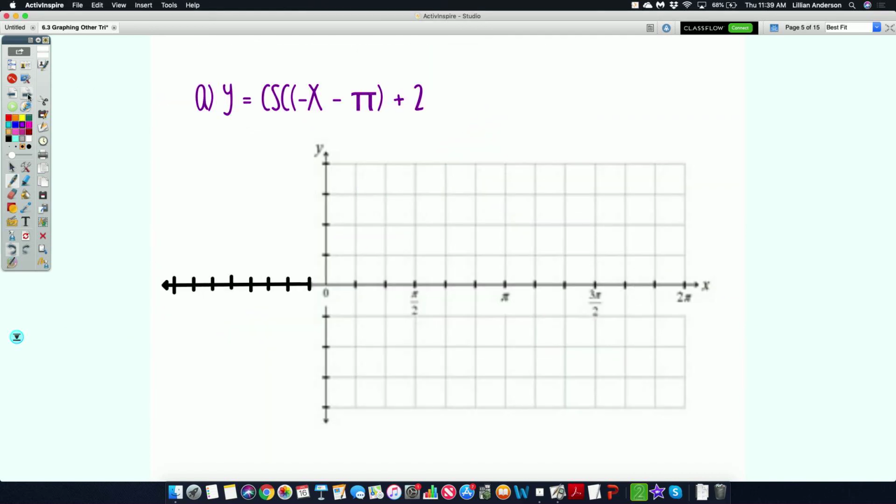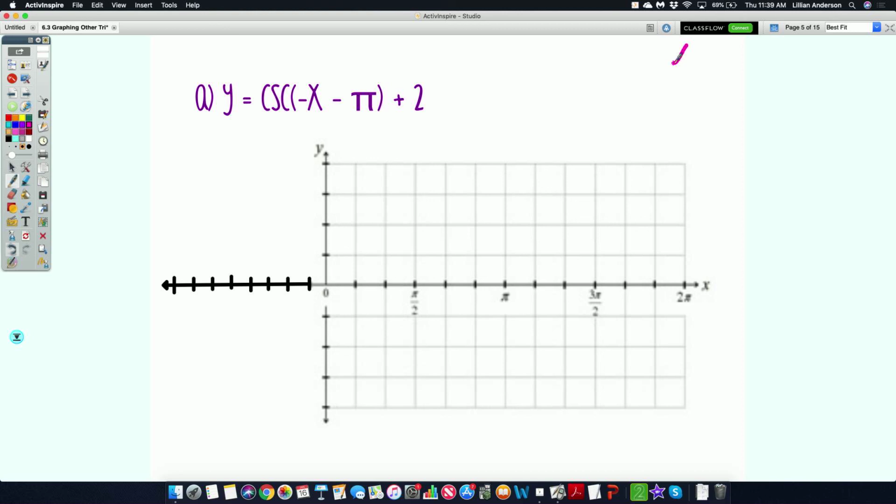We're going to try to do the most complex one possible. So we're going to do y equals cosecant of negative x minus pi, plus 2. Whatever transformations or changes happen to its reciprocal function are going to happen to this function. And we use the reciprocal function to graph this. What's the reciprocal of cosecant? Sine.